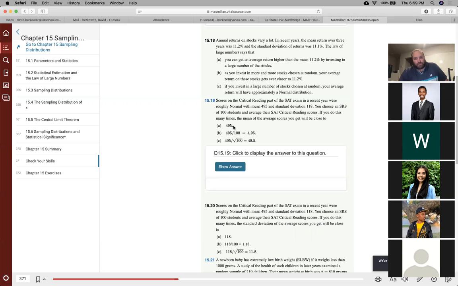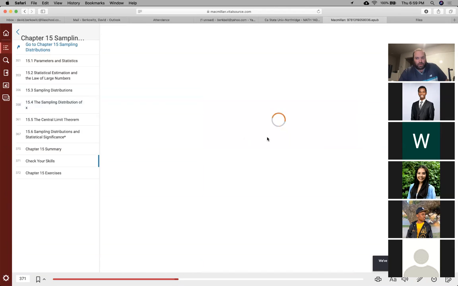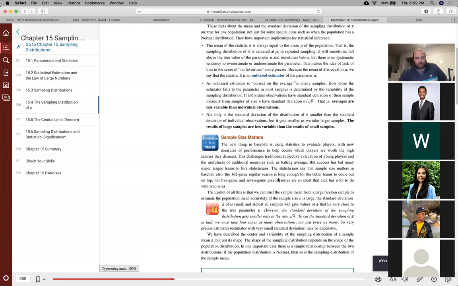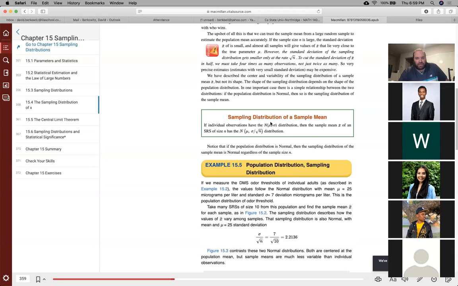And the reason why it's A is because this dividing by the square root of 100 part, square root of n, is how you find the new standard deviation. We don't divide by the square root of n to find the new mean. In fact, if you look back at this slide right here, it said that if the original mean is mu, then the sample mean is the same mu. If the original one was 495, then the sample one is 495. If the original sigma was 118, then what is the new sigma?